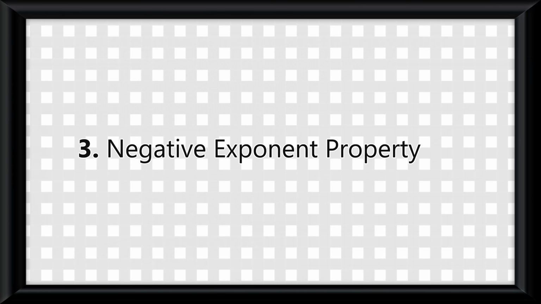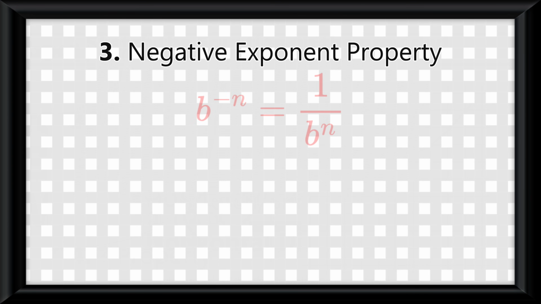The first one is the negative exponent property, which states that b to the negative n power equals 1 over b to the n. This means that if you ever have a negative exponent, it is simply equal to 1 over the original term, removing the negative sign on the exponent.